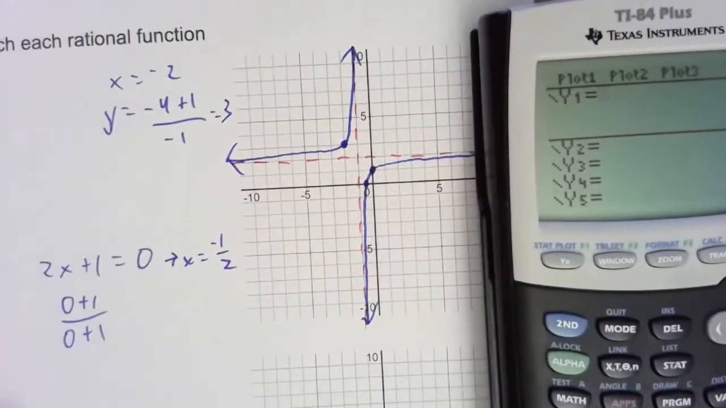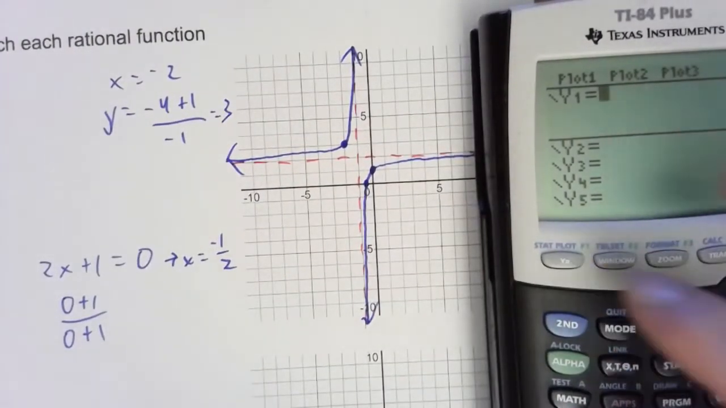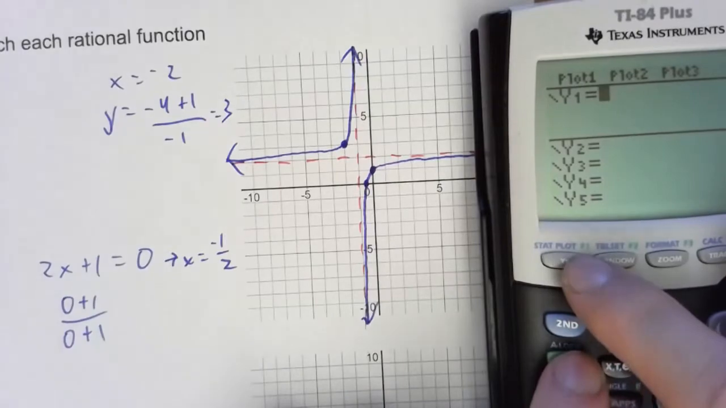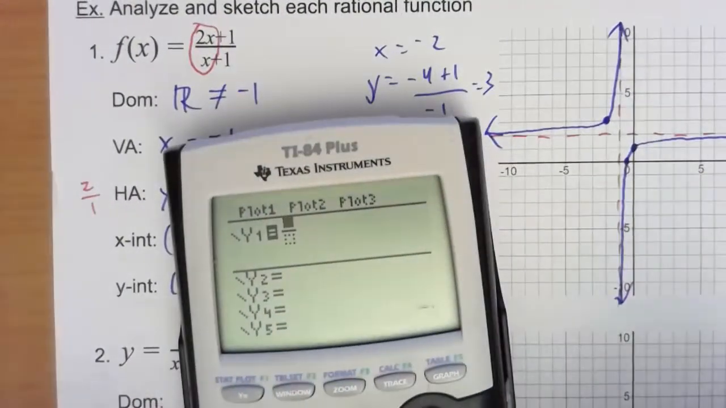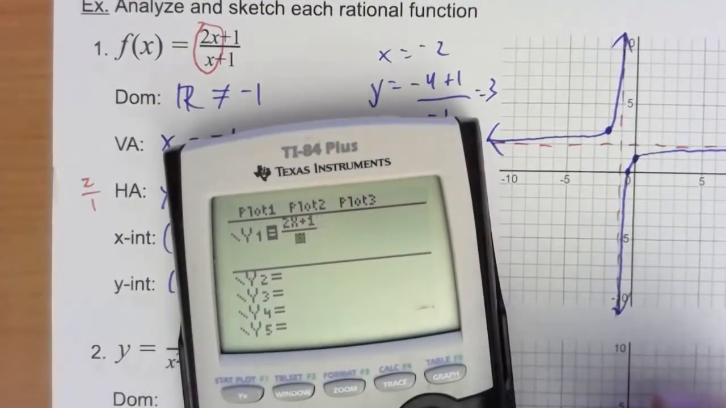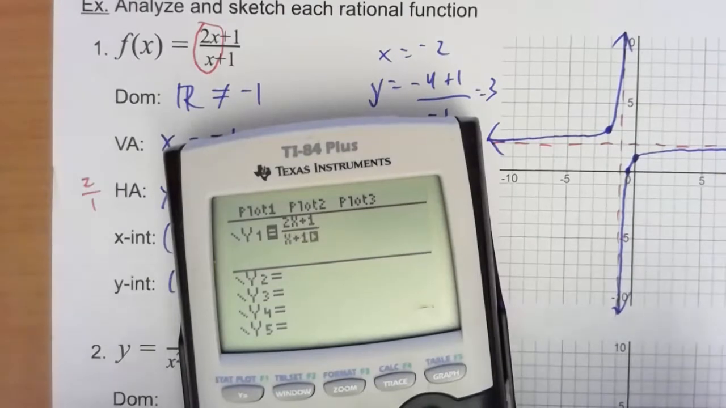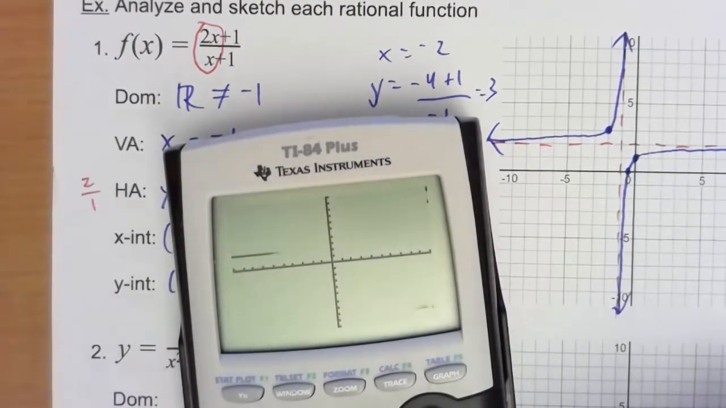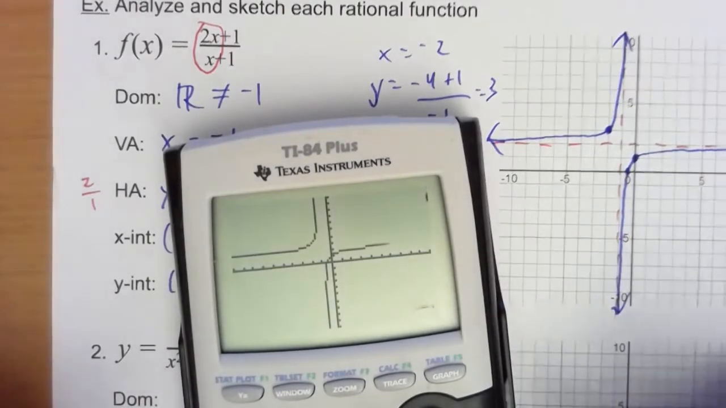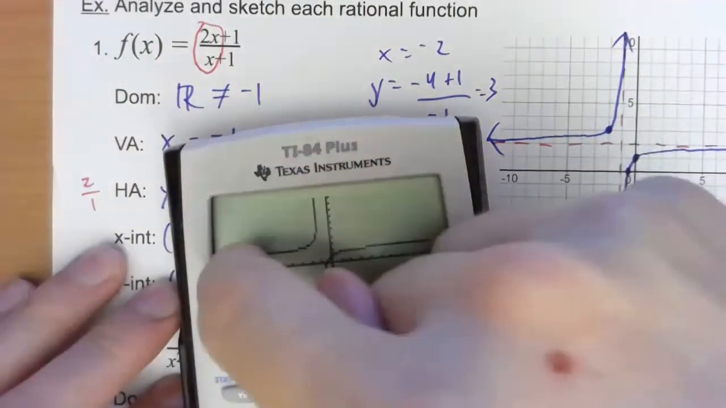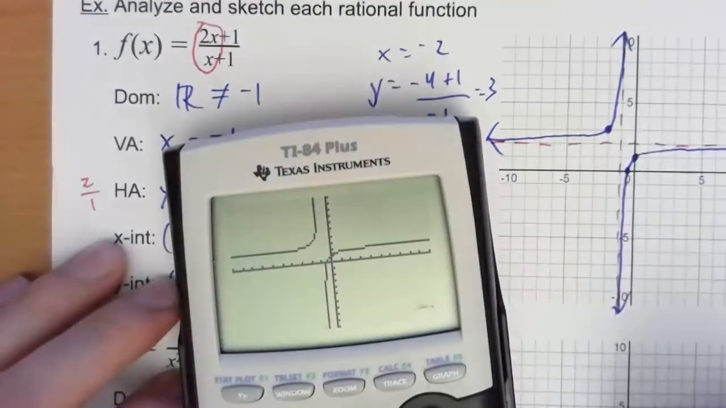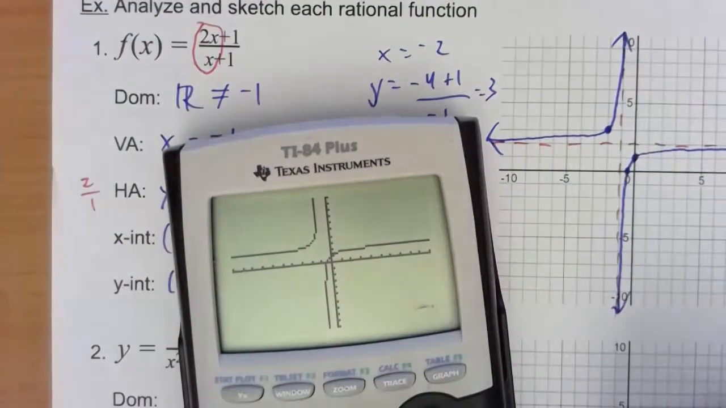Or we'll give you your calculator if we want you to really accurately know the graph. So you can check this here. You can do alpha y equals to type in a fraction. And so we've got 2x plus 1 over x plus 1, zoom 6. And there we go. That's what the graph looks like. Okay, again, those dashed lines are not actually part of the graph. They're kind of guidelines of what the graph gets really close to.